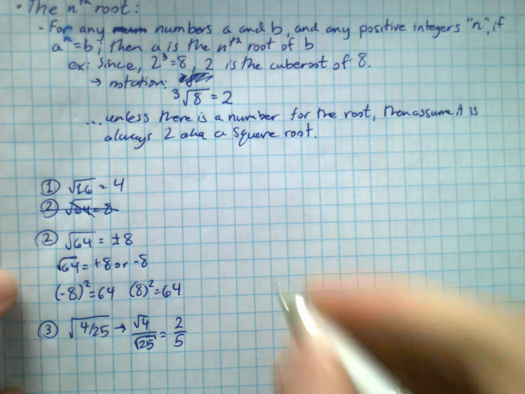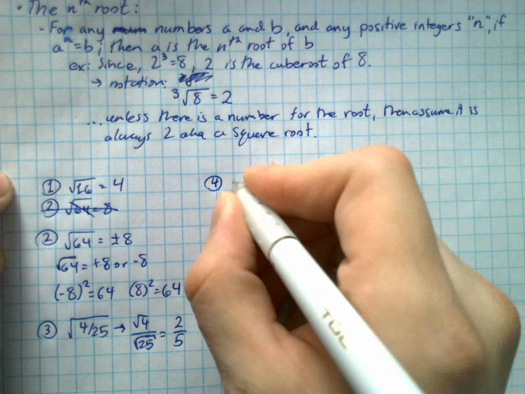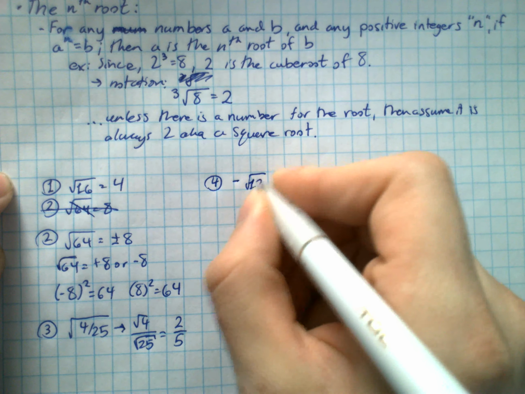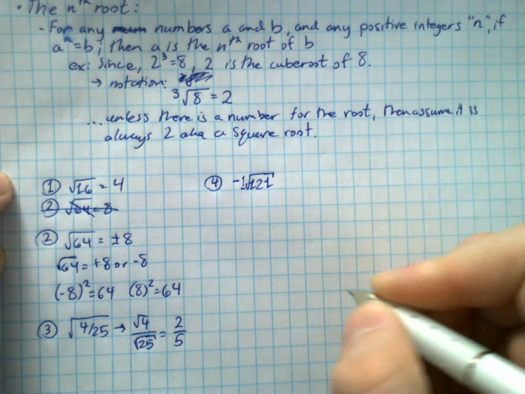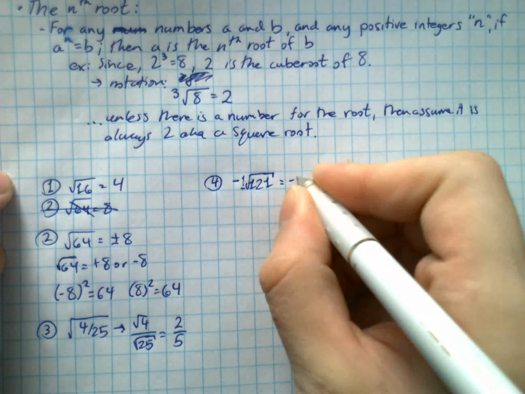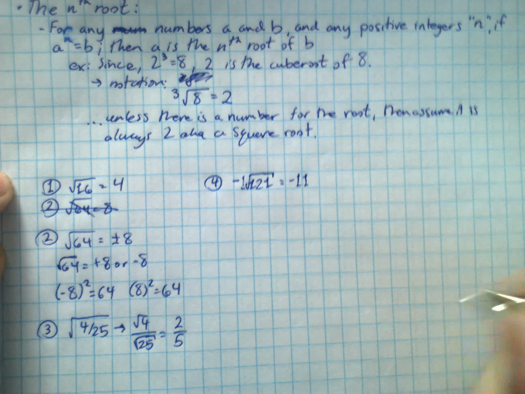All right. Number 4. Okay. What about if we had negative square root of 121? Now, there's just an invisible negative 1 up here. So realistically, all this is negative 11. Okay. What about decimals?